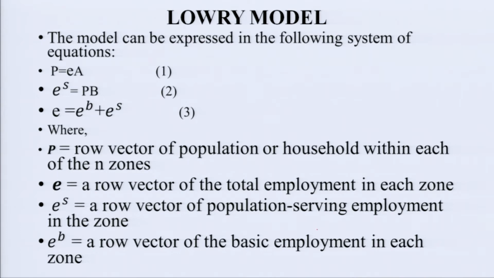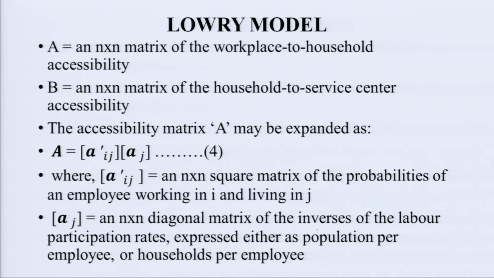P is the row vector of population or the households within each of the n zones. E is a row vector of total employment in each zone. E to the power s is a row vector of population serving employment in the zone. E to the power b is the row vector of basic employment in each zone. A is an n by n matrix of the workplace to household accessibility. B is an n by n matrix of household to service center accessibility.